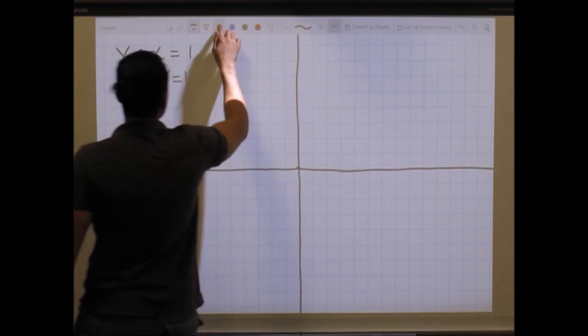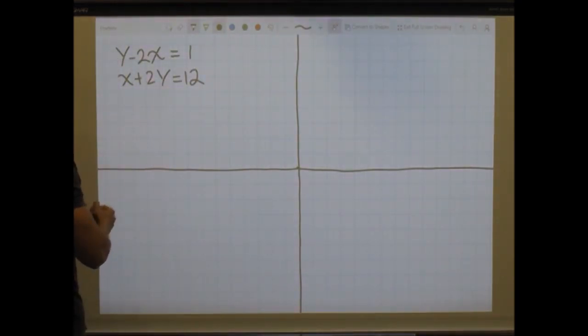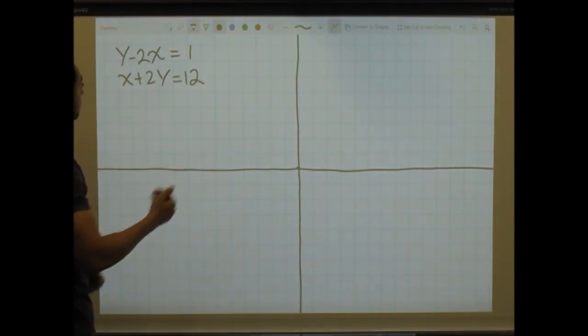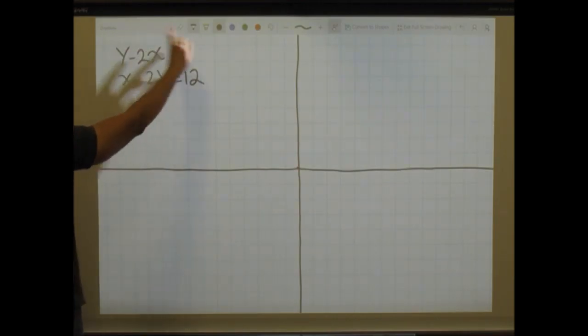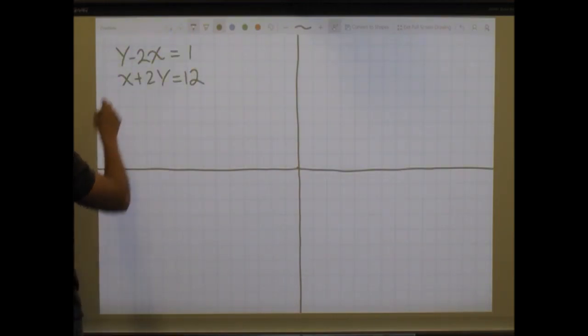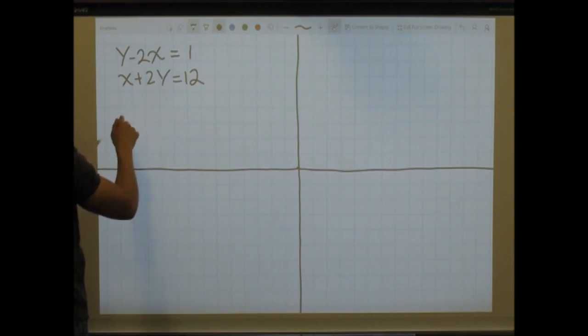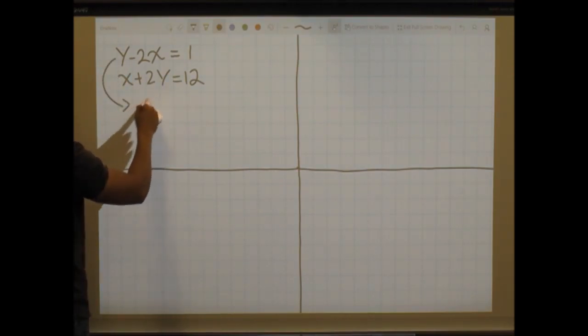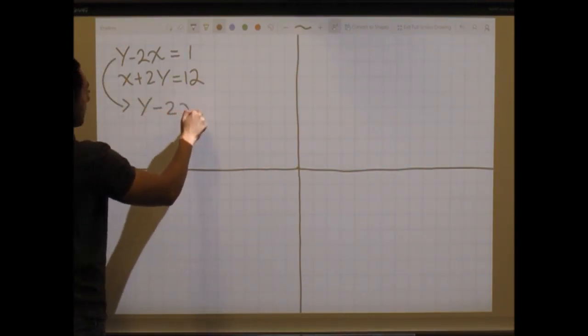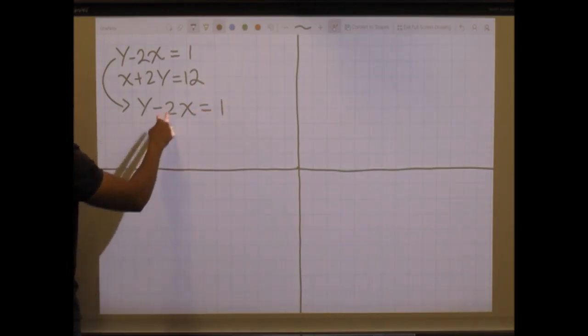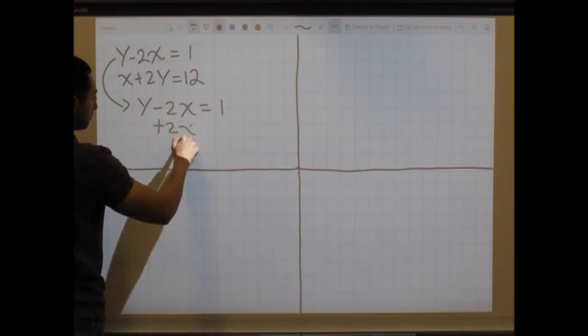So you could go about this any way you like, but I'm just going to do slope-intercept again. To get the first equation into slope-intercept form, we're just going to have to add the 2x over. So I'll rewrite this here: y minus 2x equals 1. So we just have to add the 2x over.